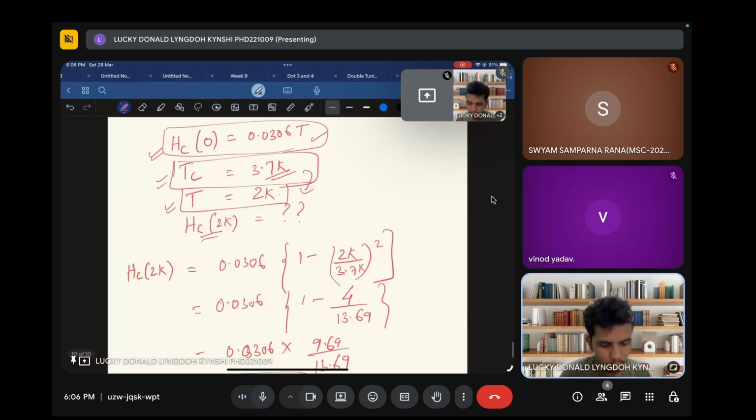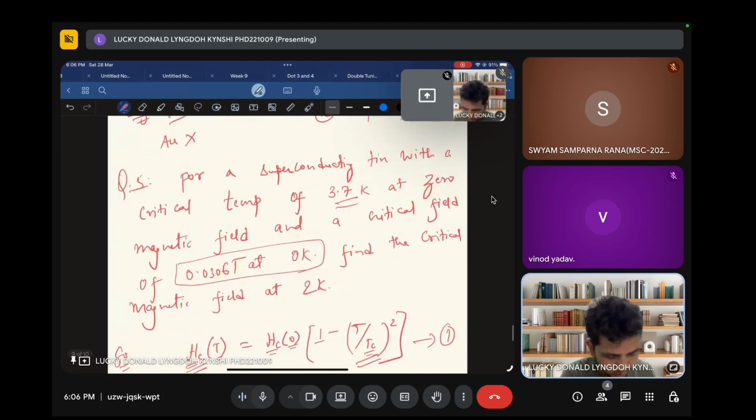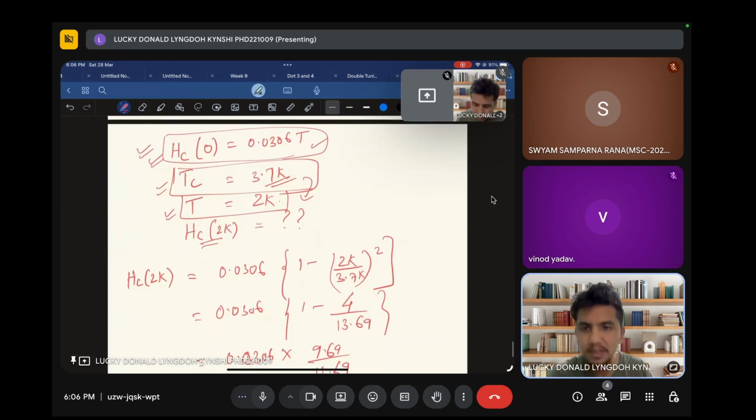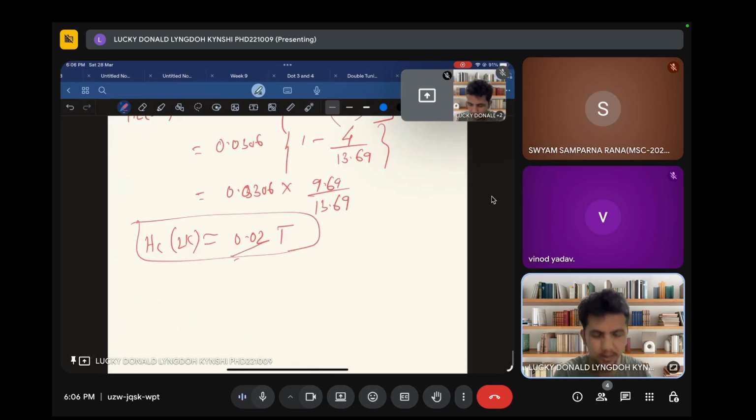You see here one thing, if you note carefully, the critical field at 0 Kelvin is 0.03, but as you increase the temperature to 2 Kelvin, your critical field decreases from 0.03 to 0.02. So you see, that means they are related to one another. If you increase the temperature, the critical field also decreases. If you decrease the temperature, the critical field also increases. So that's why they are both related to one another.